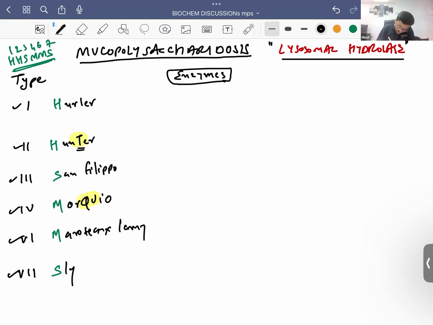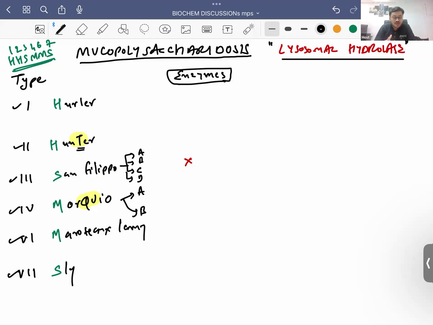The San Filippo, if you see the subtypes, San Filippo has four subtypes, A, B, C, and D. And all four of them have different enzymes which are causing them, but we don't need to remember those enzymes. So that is fine. Type 4 has two subtypes, type A and type B. We'll remember both of them, and others have a single one.